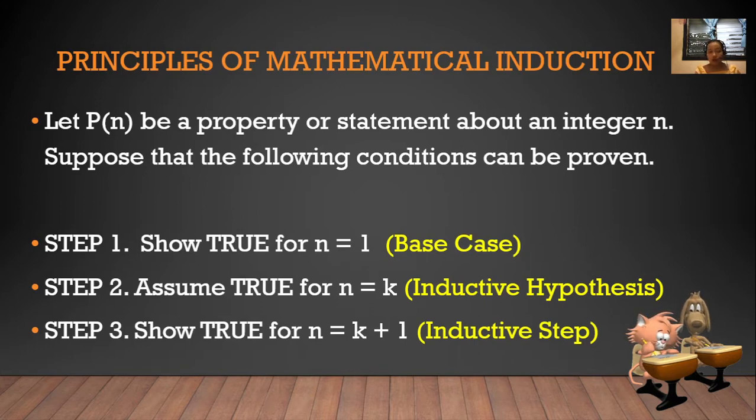Again, let's recall the steps, the process, or the principles of mathematical induction. Let P of n be a property or statement about an integer n. Suppose that the following conditions can be proven. Step 1, show true for n is equal to 1. That is the base case. Step 2, assume true for n is equal to k, the inductive hypothesis. And step 3, show true for n is equal to k plus 1. That's the inductive step. Let's go for our next example.